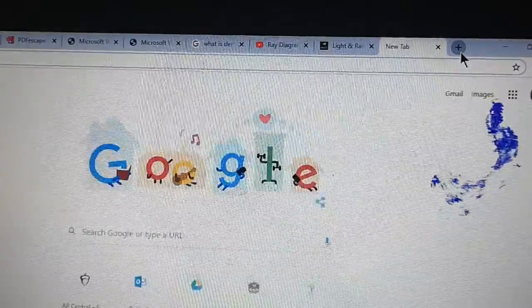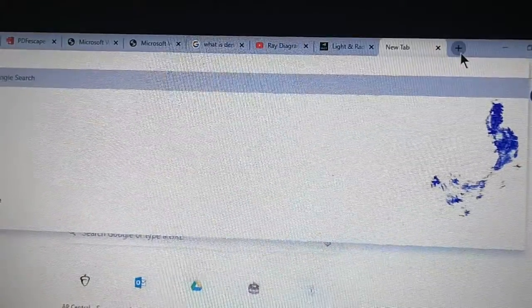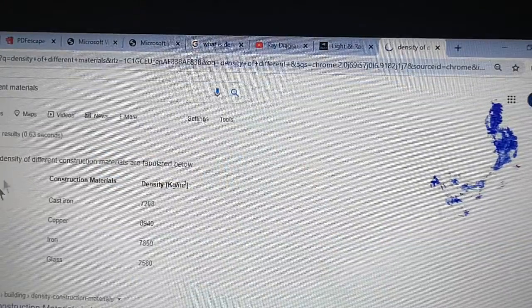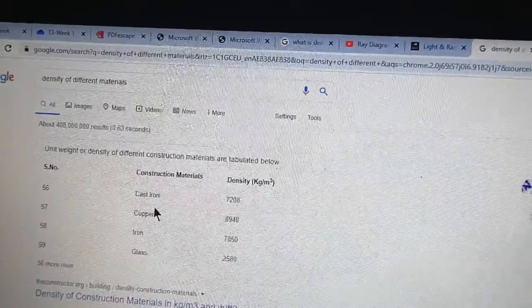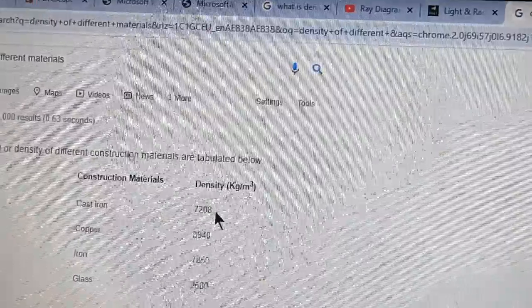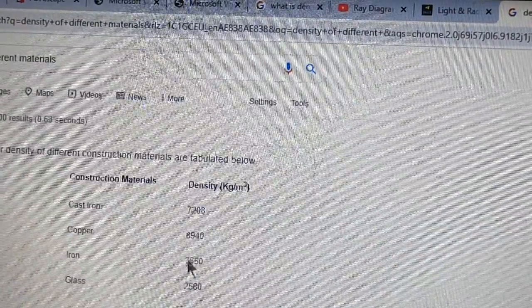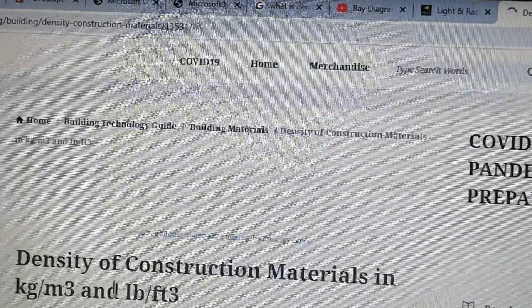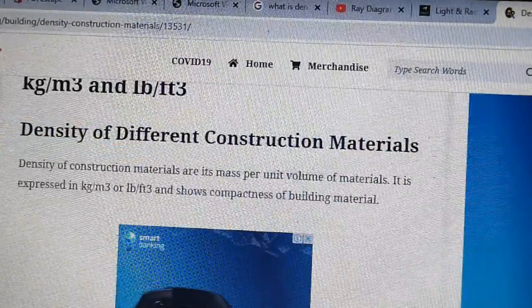I'll give you an example for density. Look, density of different materials. Here we have actually a list of some different densities. Iron is very dense, 7,000. Copper is even more dense, 8,900. Iron, 7,000. Glass is less, 2,500. I could just click on this. Here's your whole list of, maybe not.